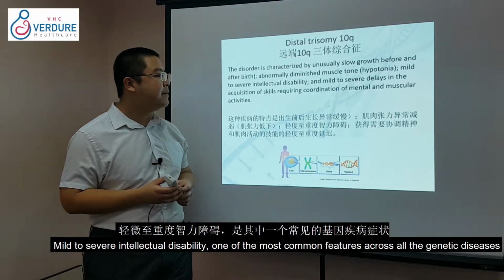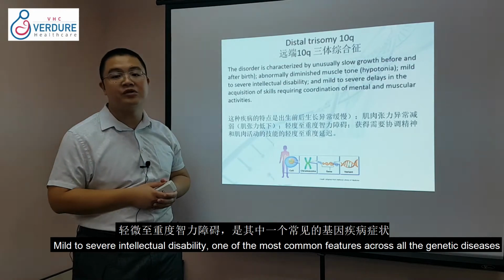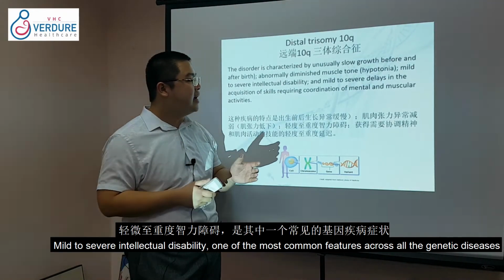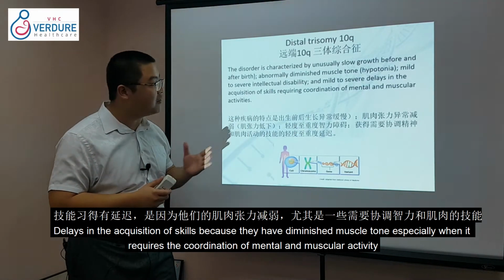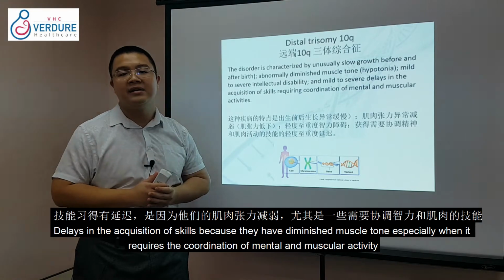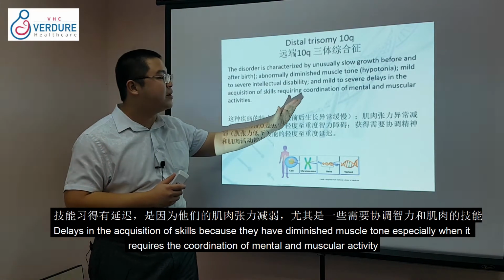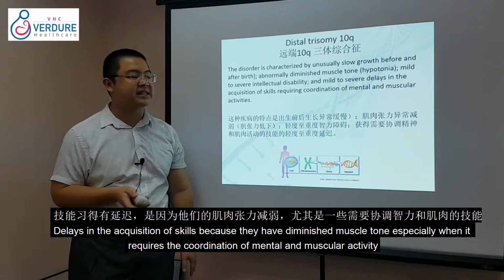Mild to severe intellectual disability is, I think, one of the most common features across all the genetic diseases. Also, there is a delay in the acquisition of skills, of course, because they have diminished muscle tone, especially when it requires the coordination of mental and muscular activities.